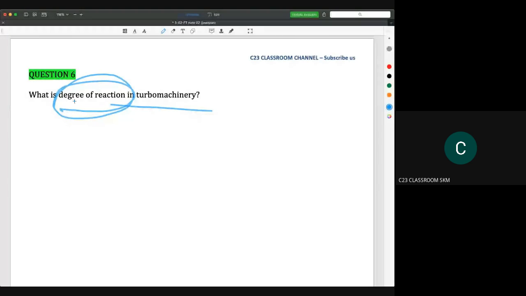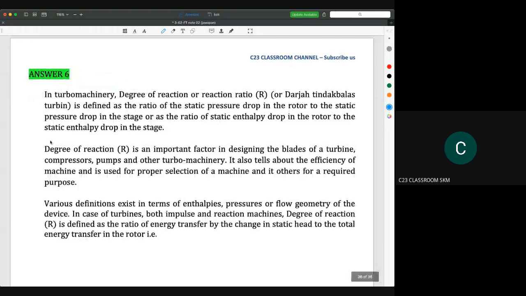So let's say the question is, what is the degree of reaction in turbo machinery? In turbo machinery, degree of reaction or reaction ratio R is defined as the ratio of the static pressure drop in the rotor to the static pressure drop in the stage, or as the ratio of static enthalpy drop in the rotor to the static enthalpy drop in the stage. Here the rotor and the stage show you the inlet and the outlet. The rotor means the blade, and the stage means the output.